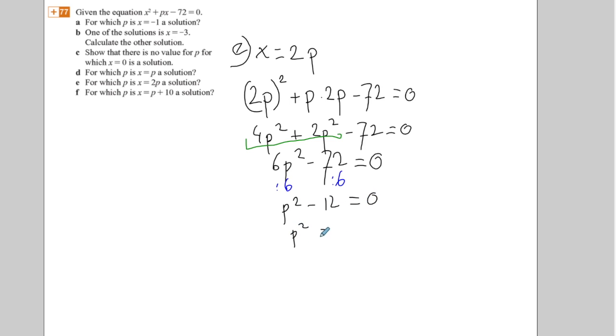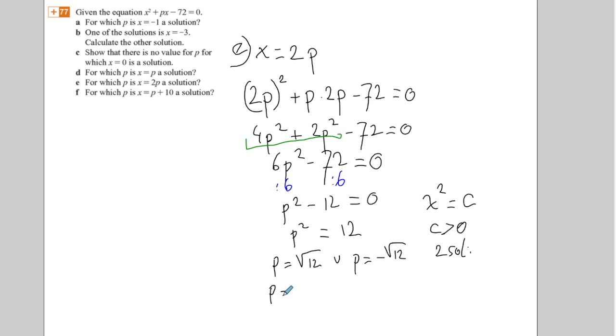p squared equals 12. Once again, x squared equals c. c is bigger than 0, so I do have two solutions. Let's take a look. In this case, p equals square root of 12, or p equals minus square root of 12. But I can simplify this one because p equals square root of 4 times square root of 3. So finally I get p equals 2 square root of 3, or p equals minus 2 square root of 3.